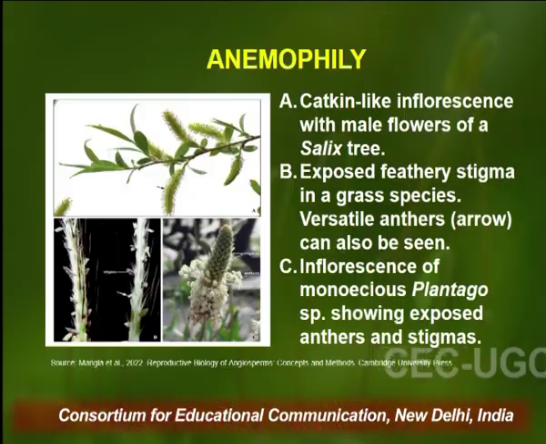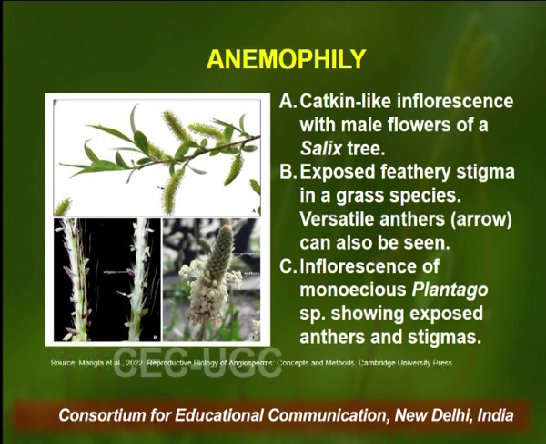Now, in this particular picture, you can see there are three different pictures. The first one is a catkin-like inflorescence, which is seen in Salix tree. Second one is an exposed feathery stigma in grass, though we can also see versatile anthers marked by arrows. And in the third one, there is this inflorescence of Plantago. The thing which is common in all the three pictures is that they have exposed their anthers and stigmas in each one, and there is minimal perianth which you can see over here.